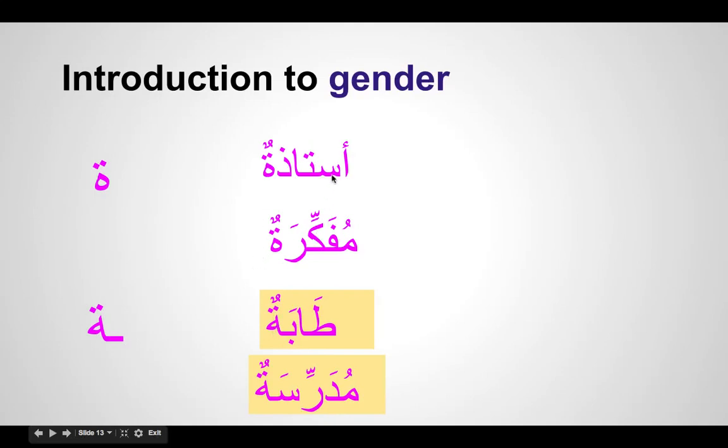We need to identify. Like in here, Ustazatun, a female teacher. Mufakkiratun means a female thinker. Mufakkir means one who thinks. Mufakkiratun means the female who thinks. Again here, talibatun, the lam has been missing, and talibun, talibatun, mudarrisun, mudarrisatun.